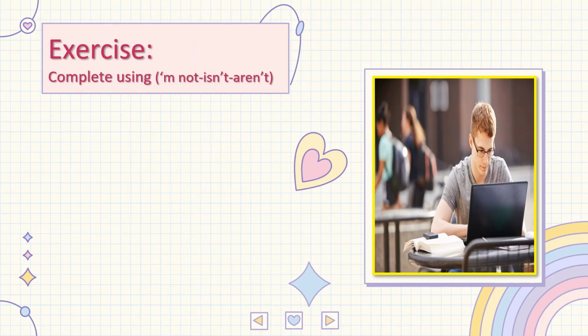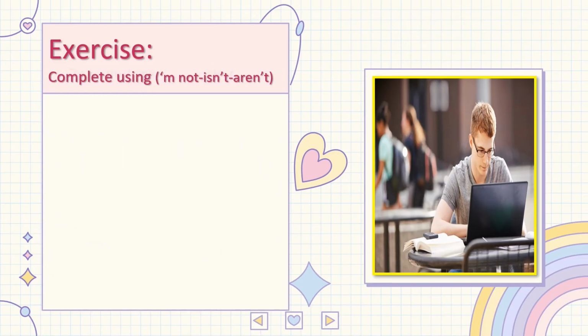Exercise. Complete using am not, isn't, or aren't. You can get a piece of paper to write your answers. Are you ready? Let's go. The instructions, clear.